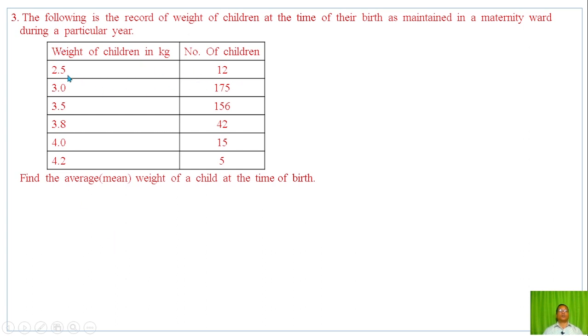The weights are 2.5 kg for 12 children, 3 kg for 175 children, 3.5 kg for 156 children, 3.8 kg for 42 children, 4 kg for 15 children, and 4.2 kg, as shown in the table.